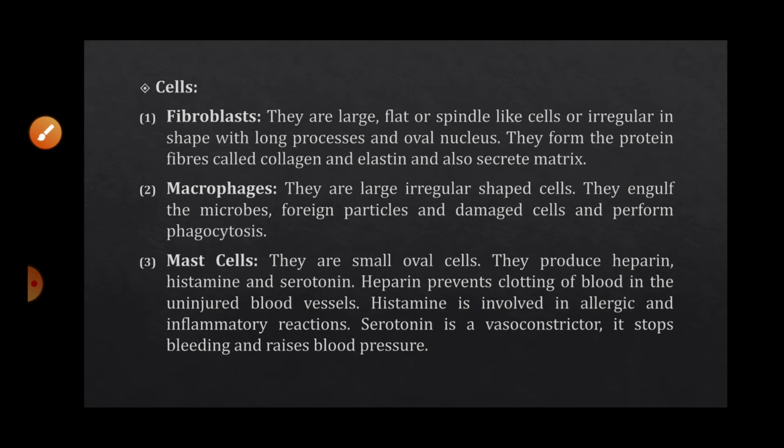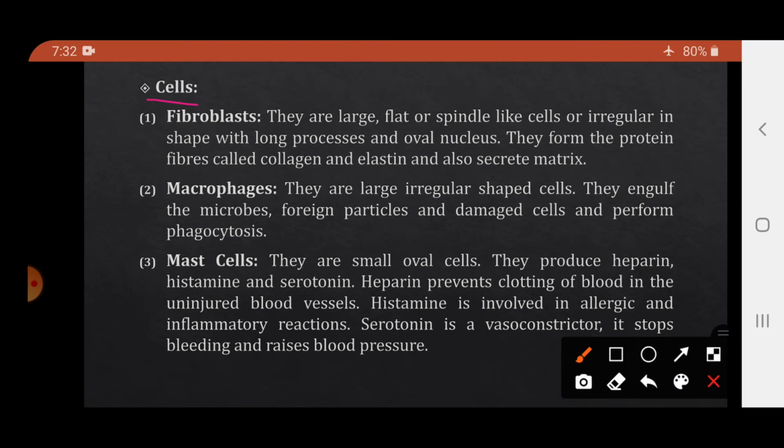Now, apart from the fibers, it also consists of cells. So basically there are three types of cells found in areolar tissue. One is fibroblast, another one is macrophages, and lastly the mast cell. So first of all, fibroblast. These are the main cells of the tissues. They are large, they are flat or spindle-like cells, or they may be irregular in shape along with the long processes and the oval nucleus.